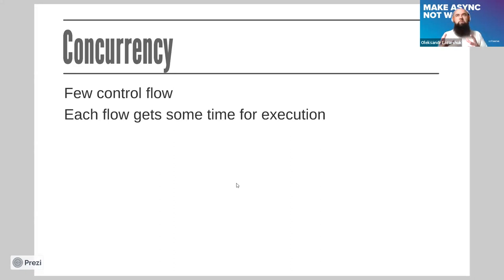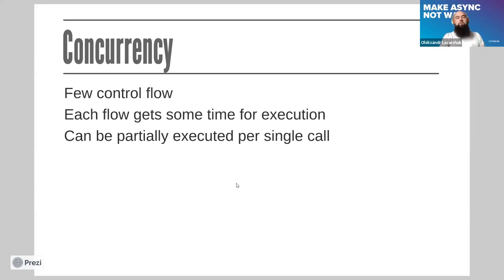a single task would be working with the client, from the moment the client walks into McDonald's till the client walks out. So this is one task. And one major requirement for concurrency is that a task could be split into subtasks. Each flow gets some time for execution, so it gets attention, and then can be partially executed per single call. This is the main requirement. So each task could be partially executed.